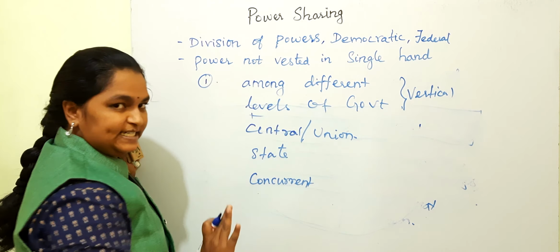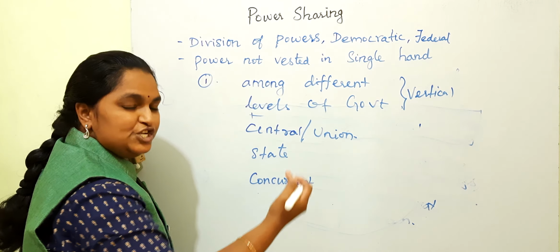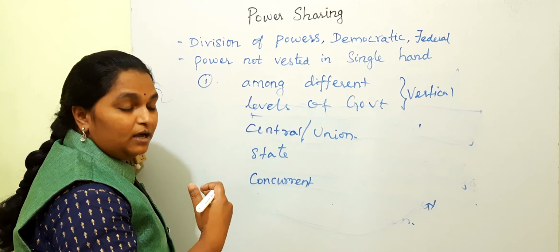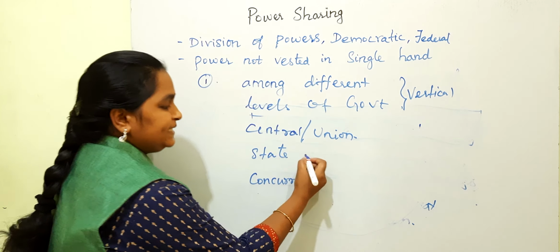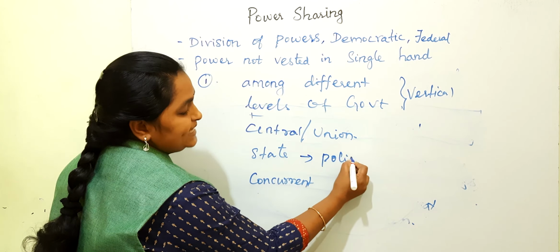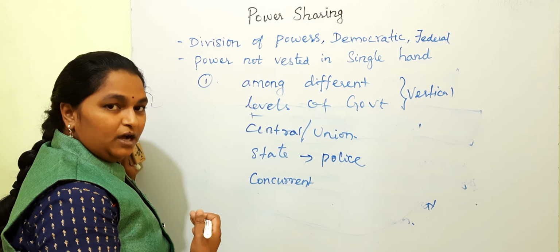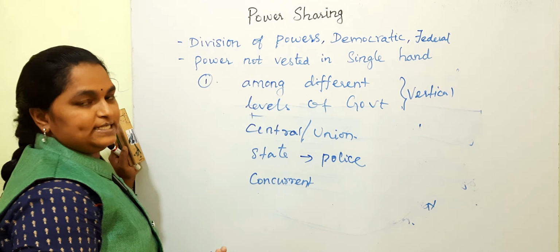Defense comes under central. So defense relevant issues means the central government only can make a law, make a decision, everything. State government, for example, police, agriculture, everything. So the state government only can make a law or something relevant to police.